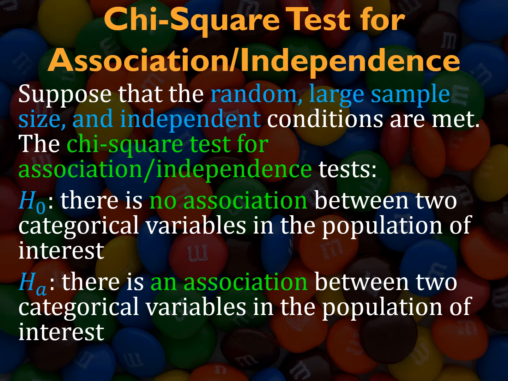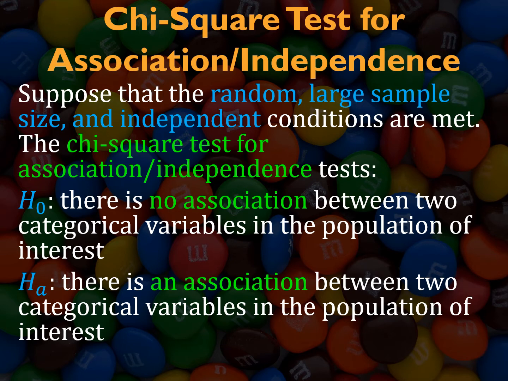The chi-square test for association or independence, you can call it either way, has the same three conditions: random, large sample, and independent. The null is that there is no association between the two categorical variables in the population of interest, and the alternative is that there is an association between the two categorical variables in the population of interest. Notice, one population, and we want to see if there's an association, a relationship, between the two categorical variables.